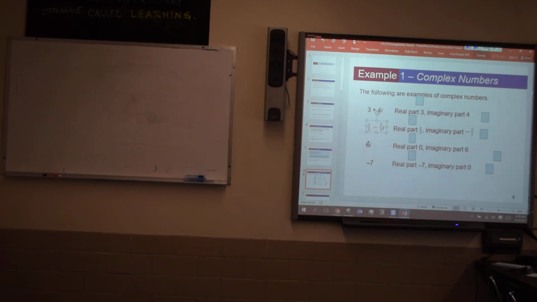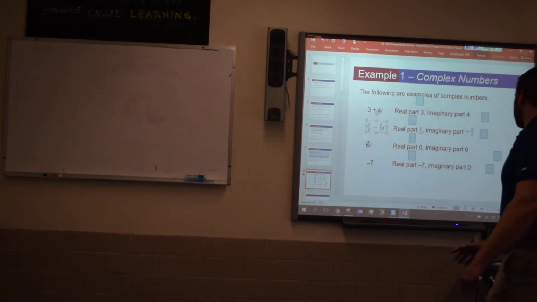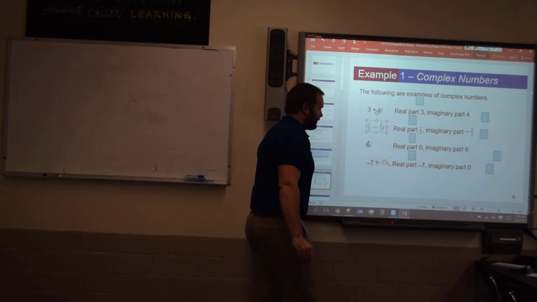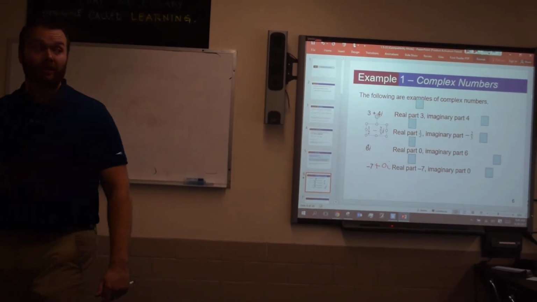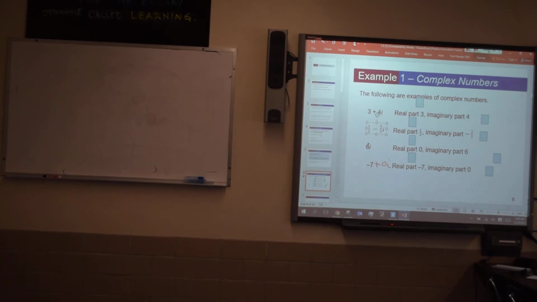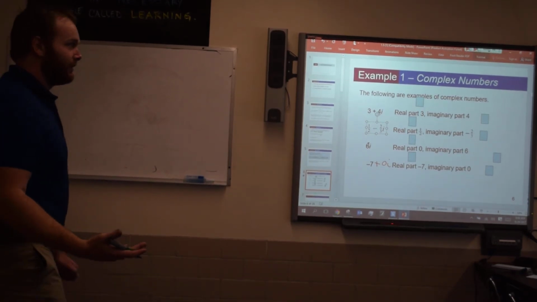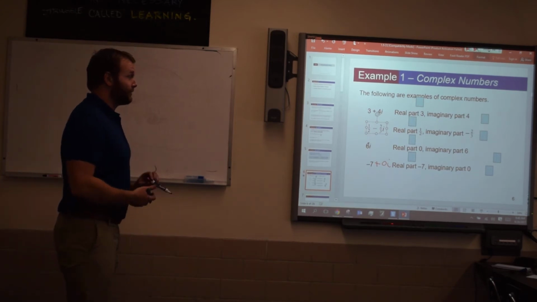And then likewise, I think the one on the bottom is the hardest for people to recognize. Just not used to it. Okay? But -7 can be written as -7 plus 0i. Doesn't make a whole lot of sense right now for us to do that, but -7 would be the real part, and 0 would be the imaginary part.